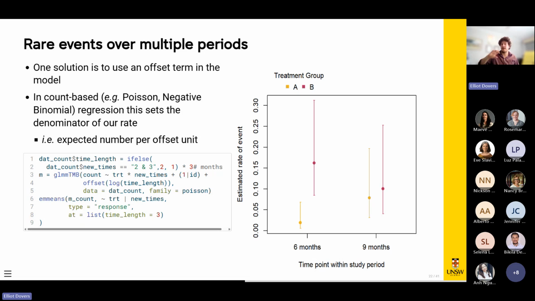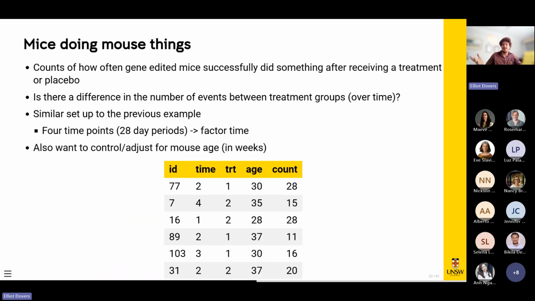It's sort of by 9 months, maybe that effect had worn off or something along those lines. But yeah, so let's jump into another example. This is an example where, similar kind of setup.